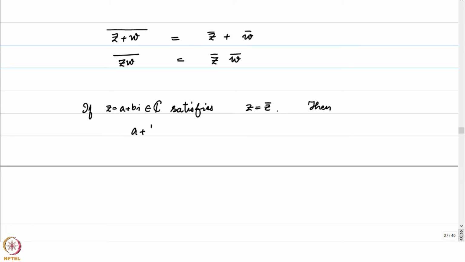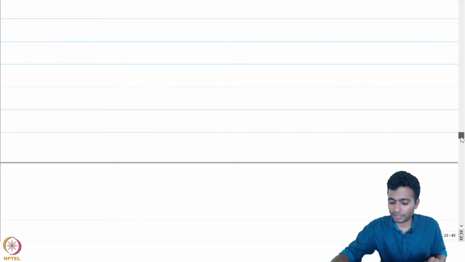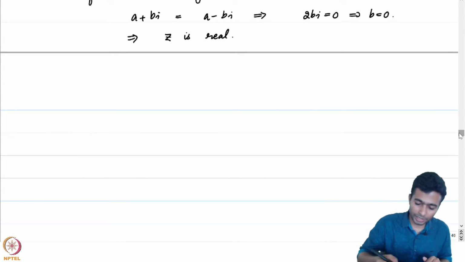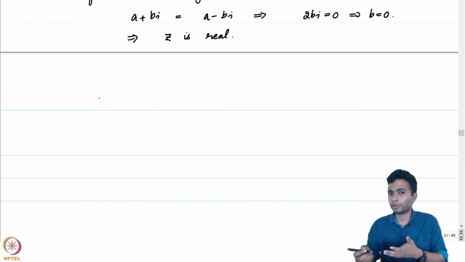That means a plus bi is equal to z bar, which is a minus bi, which implies that 2bi is equal to 0, which implies that b is equal to 0 since 1 and i are forming a basis. So b is equal to 0 tells us that z is real. That means z is real. If z is real, then naturally b is equal to 0, and therefore z is going to be equal to z bar.